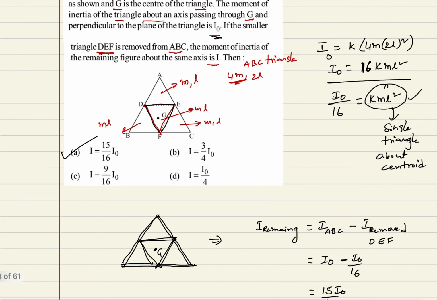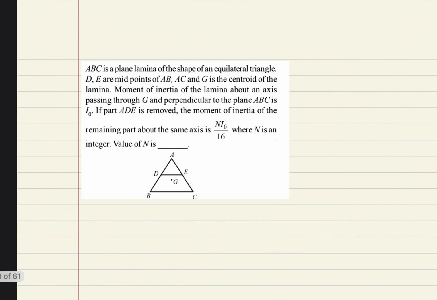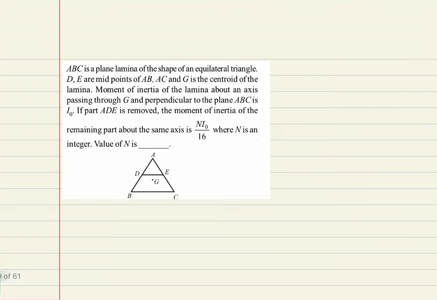Okay, now you can see this one. Next question. ABC is a plane lamina in the shape of an equilateral triangle, D and E are midpoints of AB and AC. G is the centroid of the lamina.